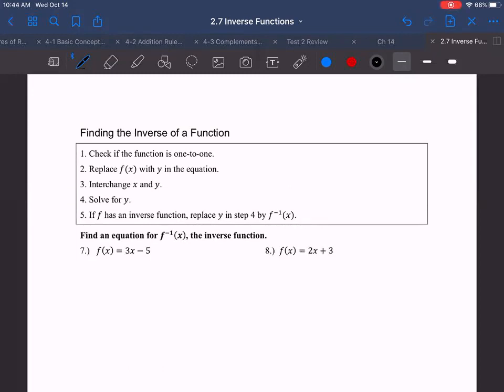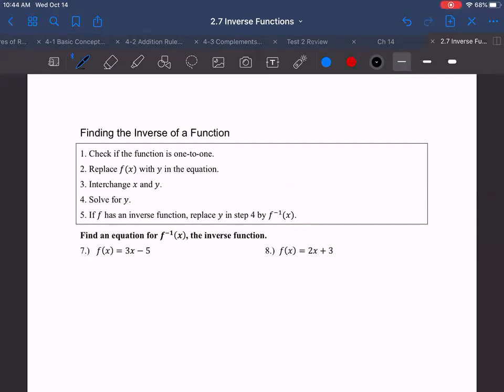If it does pass the test, then you move on to steps 2 through 5. You replace f of x with y in the equation. Then you swap. Everywhere you have an x, you write a y, and everywhere you have a y, you replace it with an x, and then you solve again for y. If it does have that inverse, then you've essentially found it. Replace y by the f inverse symbol. So let me show you on this one.